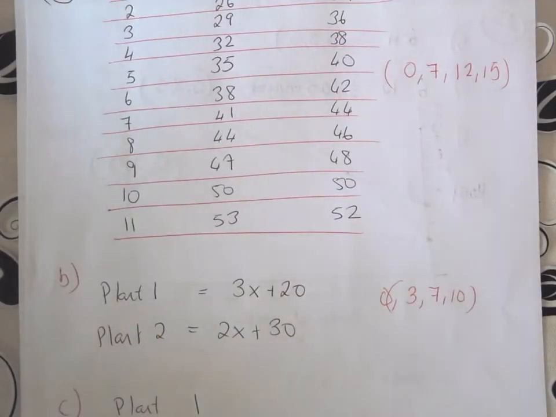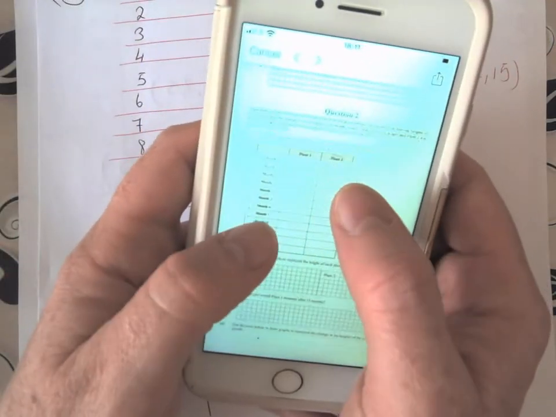Then question 2. It's another gardening one. A gardener plants 2 types of tomato plant in his greenhouse. He records the starting height of both plants and the change in the heights each month. Plant 1 was 20 centimeters in height and plant 2 was 30 centimeters in height when they were planted. Plant 1 grows at a rate of 3 centimeters per month and plant 2 grows at a rate of 2 centimeters per month. So you can see the table there.